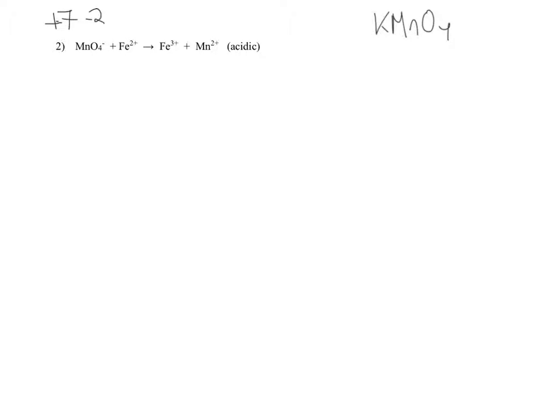You could figure out that the MnO4- would go with the Mn2+, and then in the other reaction, the Fe2+ goes with the Fe3+. So we did step 2. Step 3 says balance all the atoms that are not oxygen or hydrogen. So we have one manganese, that one's good. Here we have one Fe, so that's good.